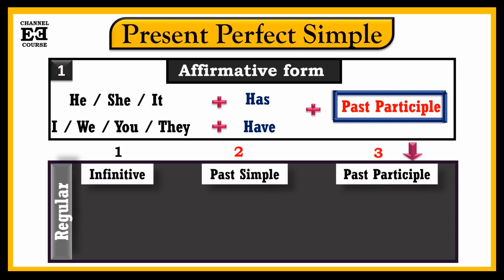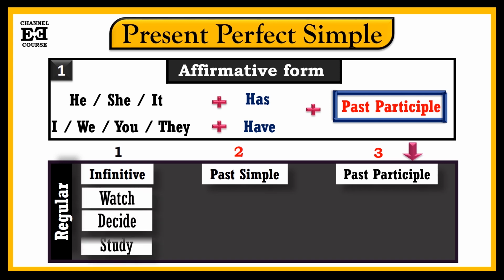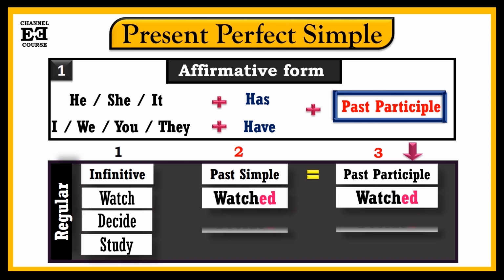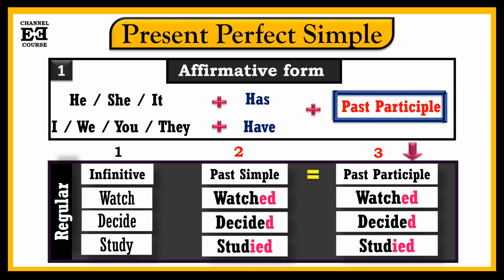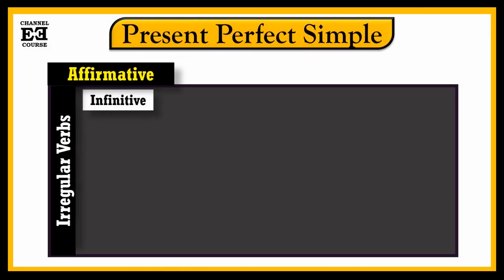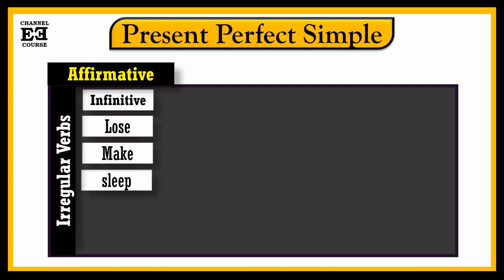If the verb is regular, such as watch, decide, and study, and many others, the past participle is definitely the same as the past simple form. Here I mean ending in ed. Therefore, we have watched, decided, and studied. The same applies to some irregular verbs such as lose, make, sleep, buy, and send.